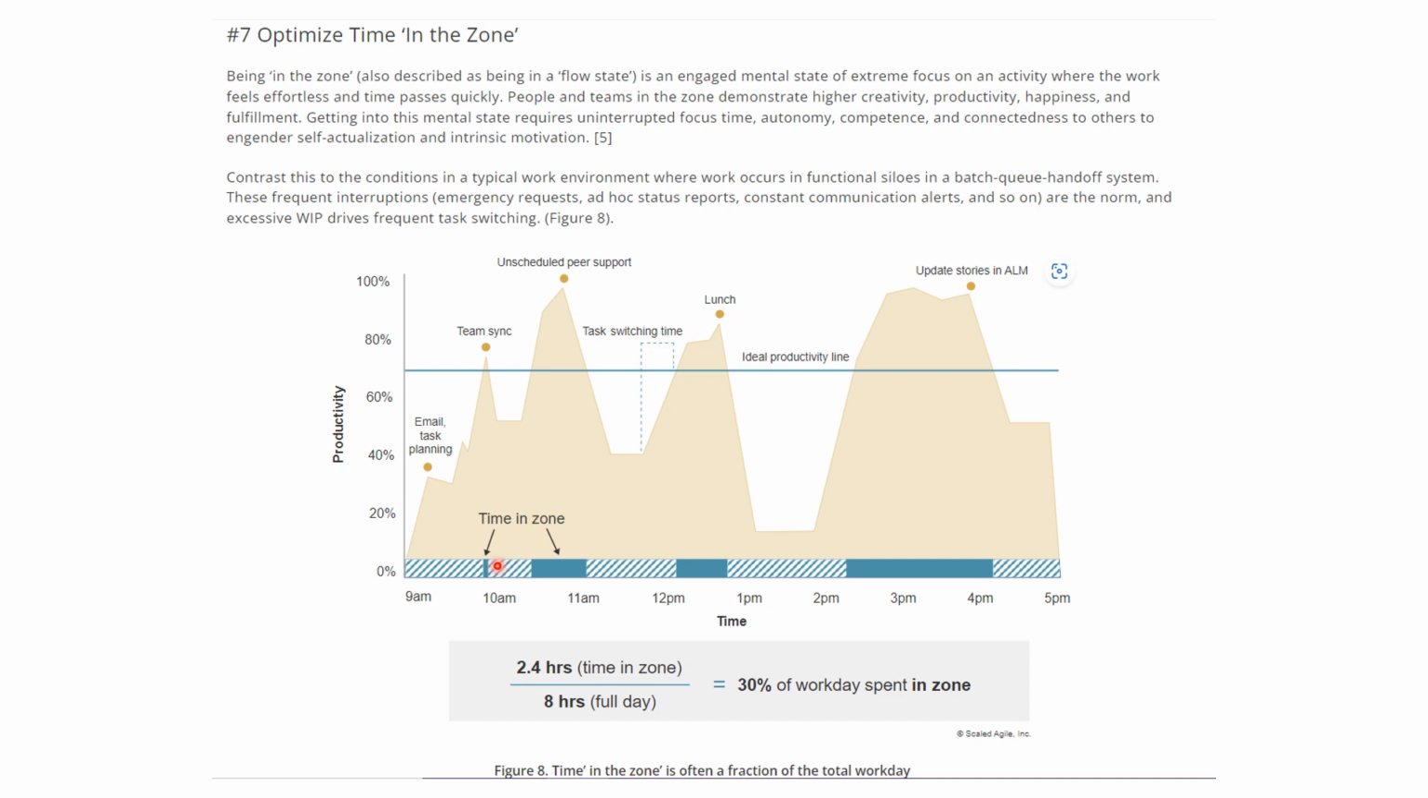In contrast to this are the conditions in a typical work environment, where work occurs in functional silos, in a batch queue handoff system. Frequent interruptions, emergency requests, ad hoc status reports, constant communication alerts, and so on are the norm, and excessive WIP drives frequent task switching. So you need to avoid that typical work environment, like emergency requests, ad hoc status reports, a batch queue handoff system, or having functional silos in the system. All those things you can avoid. So try to optimize the time in the zone.